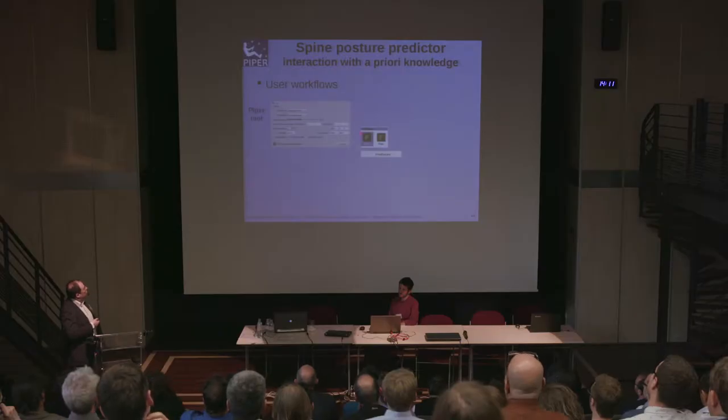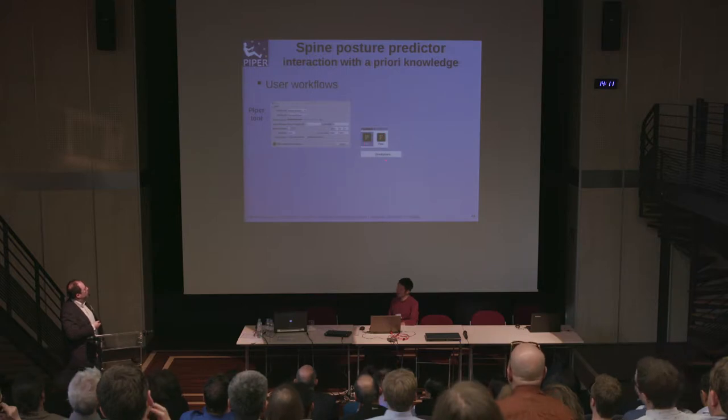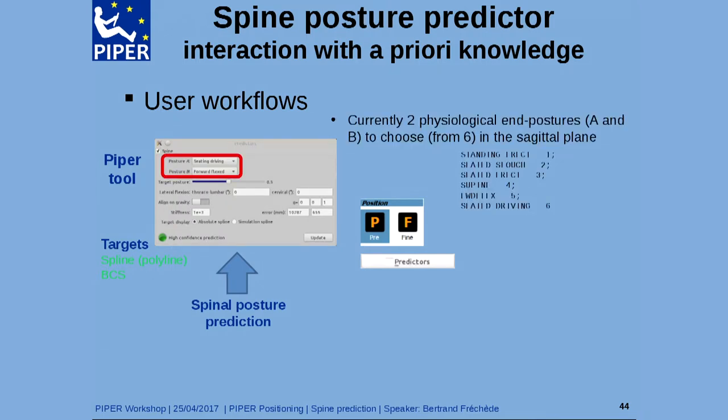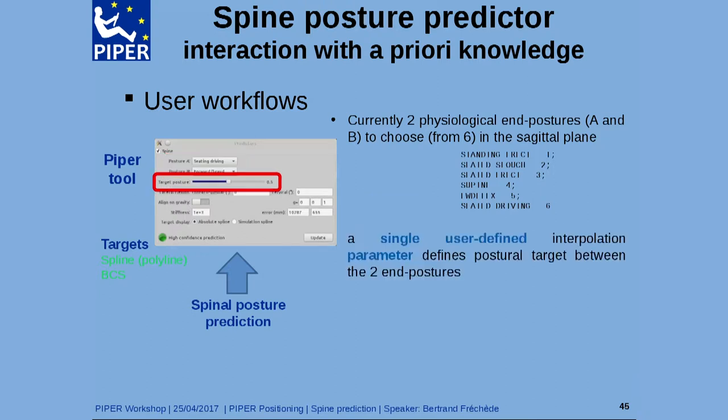There's going to be a demonstration just afterward. But you go into the pre-positioning module, you choose the predictor, which is the spine predictor. And then, as a user, this tool will provide to the deformation module either a spline or body coordinate systems, which are anatomical frames that you can export as well if you want to. As a user, I can choose two physiological end postures. They're called A and B, currently from six in the sagittal plane, the six we've seen before.